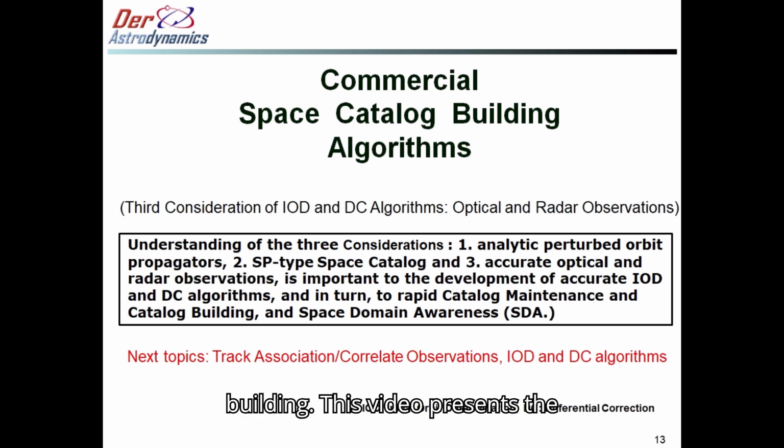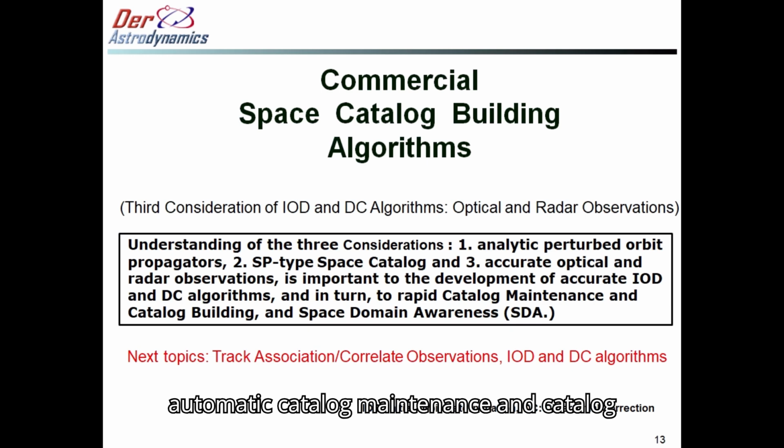This video presents the third consideration, optical and radar observations for commercial space catalog building. Today, many commercial space companies are building their commercial SP and TLE space catalogs. If the SP-WINTI method is used, they can take advantage of the accurate state vectors in their SP commercial space catalog for analytic perturbed object propagation for robust automatic catalog maintenance and catalog building.